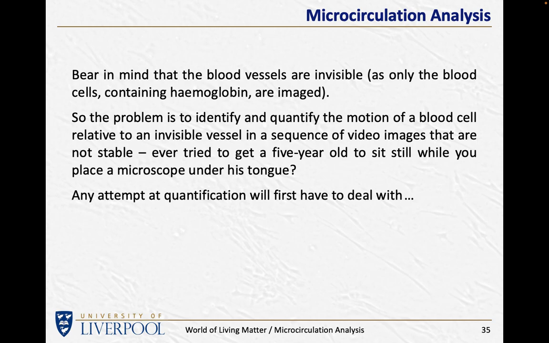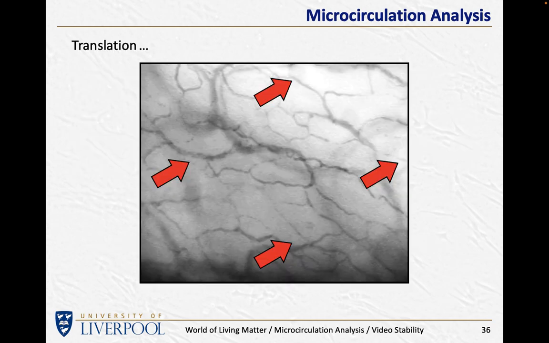Any attempt at quantifying will have to deal with lots of different things. It'll have to deal with translation of the microscope, or perhaps the tongue relative to the microscope. The magnification might change, because that depends exactly where you have the microscope relative to the patient's tongue. How can you be absolutely sure that you're not rotating the microscope, or that the tongue is not rotating, or there's any distortion? The tongue is not a rigid object, it's flexible.